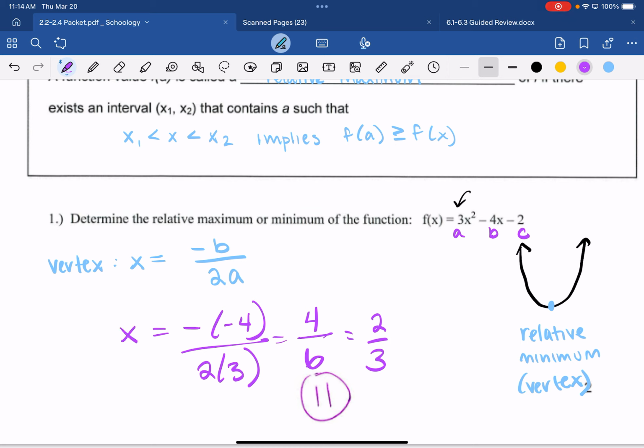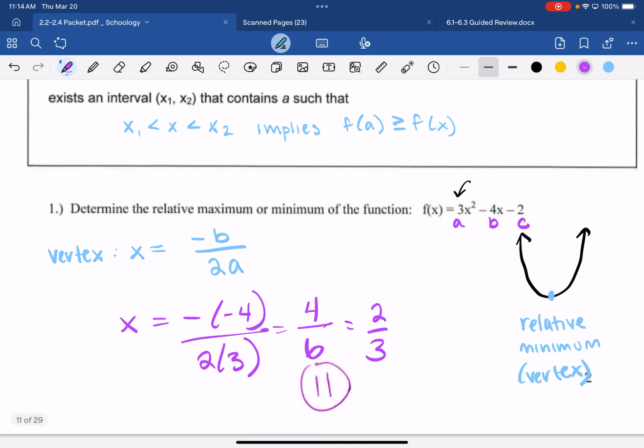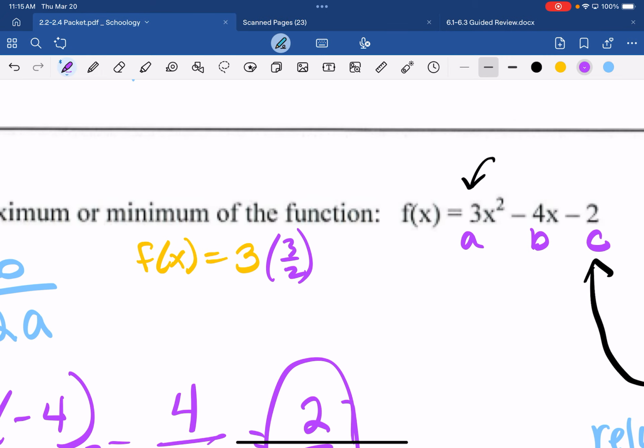In order to find the vertex, I need to have an x and a y coordinate. So there's a couple ways. Let me back up. We're going to plug this number where? Where am I going to plug that in to find my y? Yeah, we're going to plug it in for x back into my equation. So I take my f of x here, and I'm just going to plug it in. So I have 3 times 2/3 squared minus 4 times 2/3.